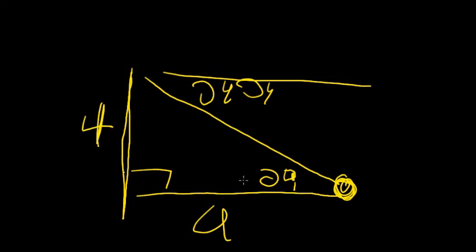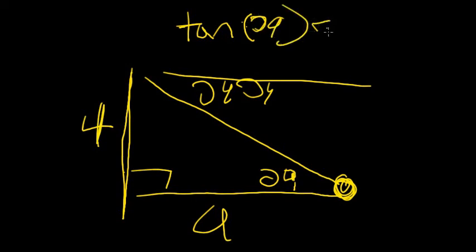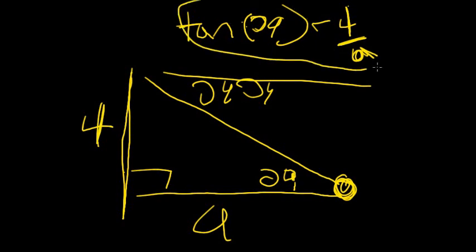tangent or TOA, and that's opposite over adjacent. So you would do tan of 29 equals opposite over adjacent, so it's 4 over adjacent. And so what you would do right here, since it's not on the bottom, you can't cross multiply it. So instead, you just have to do 4 divided by tangent of 29 on your calculator, and you'll get an answer.